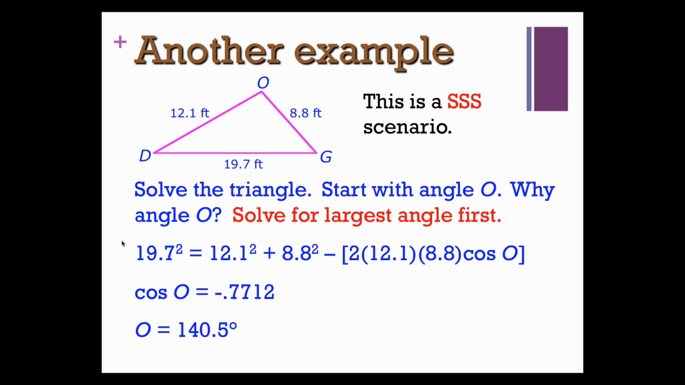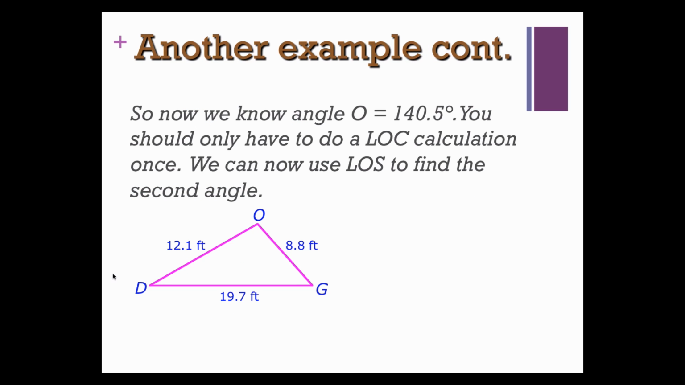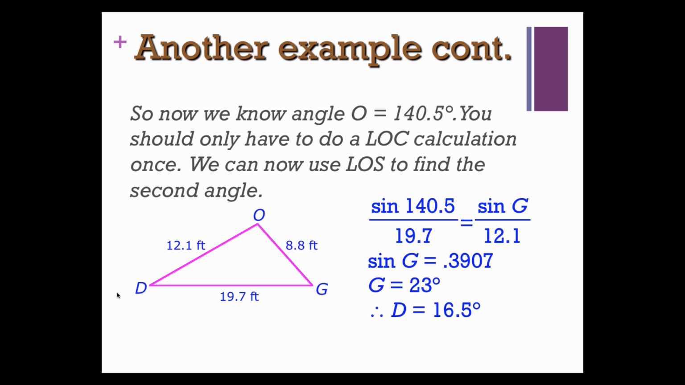Going back to the example, once I know O, how do I solve for the other angles? Yep, you just do law of sines. This is where you don't want to do law of cosines again, because you see how much fun it is. You want to go to law of sines. And I solve for G next because G is the next biggest angle. Remember, we're going from biggest to smallest.